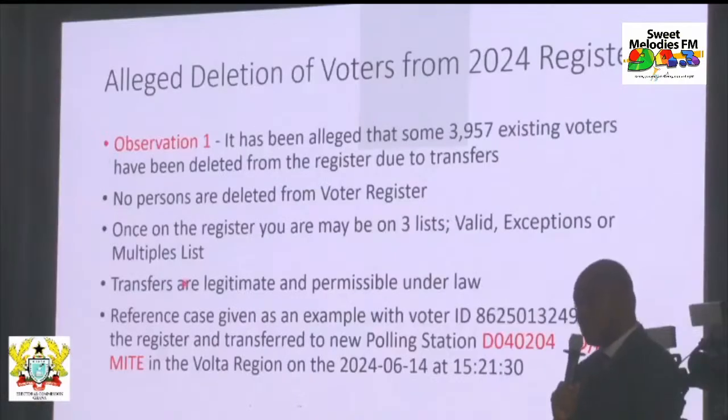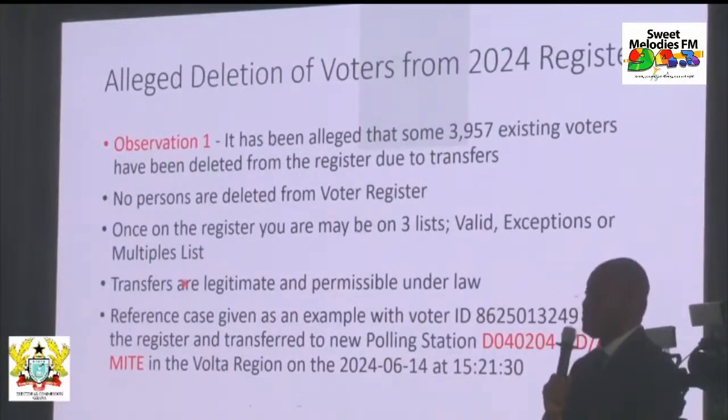Once you are on the register, you're on those 3 lists. And we've already said that transfers are legitimate and permissible by law. The reference case that was said to have been deleted is actually on the register and has been transferred to a new polling station, D040204. The name of the polling station is DAJHS Mite, which is in the Volta region. And this transfer occurred on the 14th of June 2024 at 3:21 p.m.